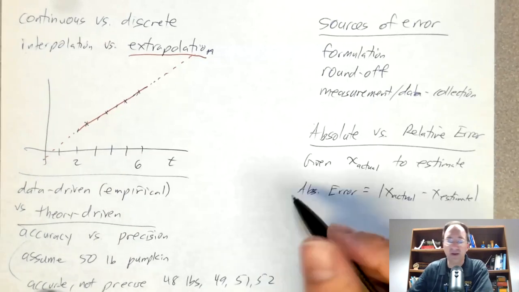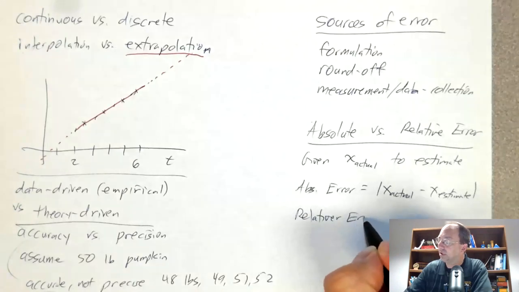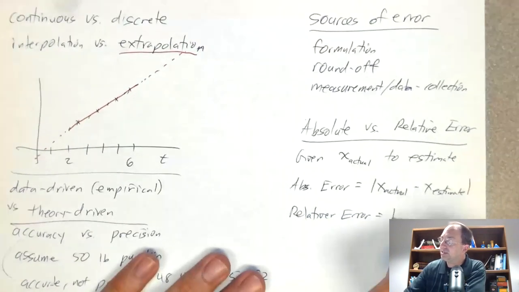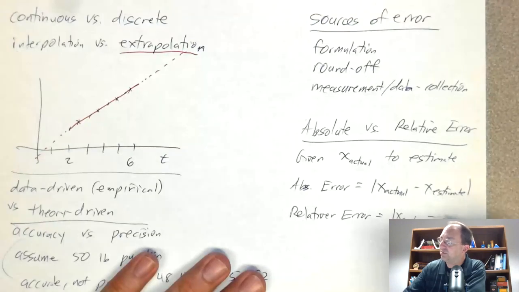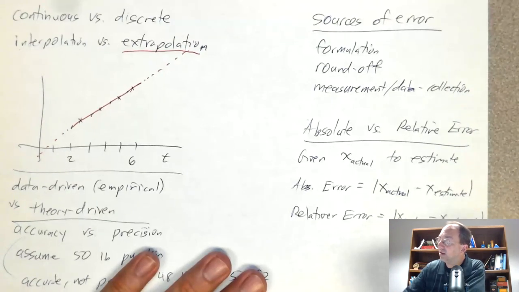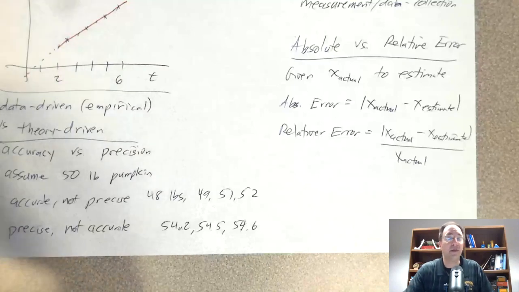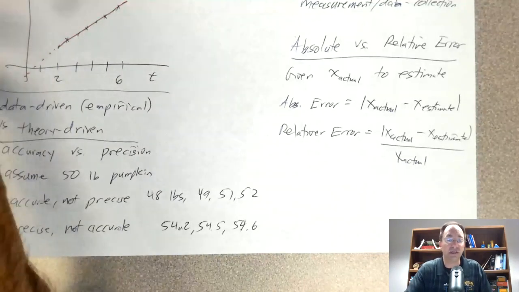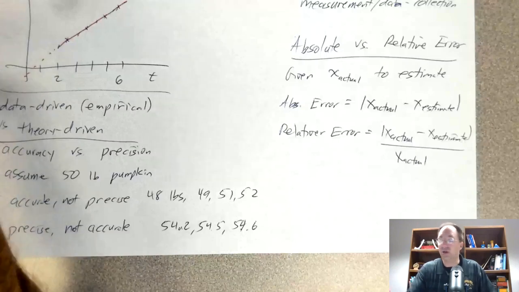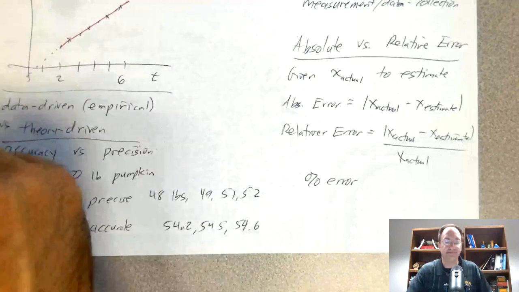So what I really need is a way of compensating for that, and that's relative error. Relative error has the same numerator as absolute error, the absolute value of X actual minus X estimate, but I divide by X actual. So this is the relative error, and then that can be expressed either as a decimal, or if you prefer percentages, you can express percentage error, which is just converting this number into a percentage.